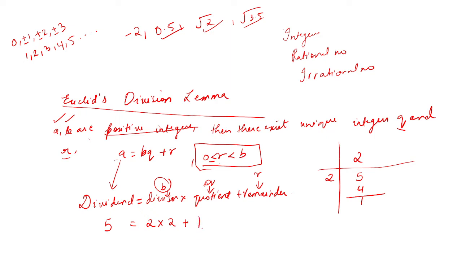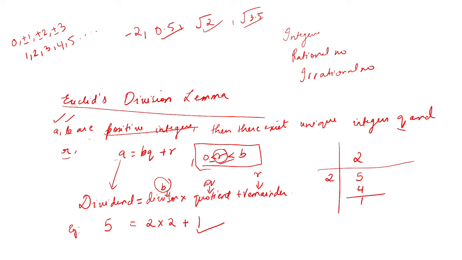Now when you focus on this r, what is r in the case of this example? For 5, the remainder is 1. Clear? And what does this tell us? That the remainder must be greater than or equal to 0. It can also be 0. That is what this lemma tells us. So definitely it is 1, so it's greater than 0, satisfied.